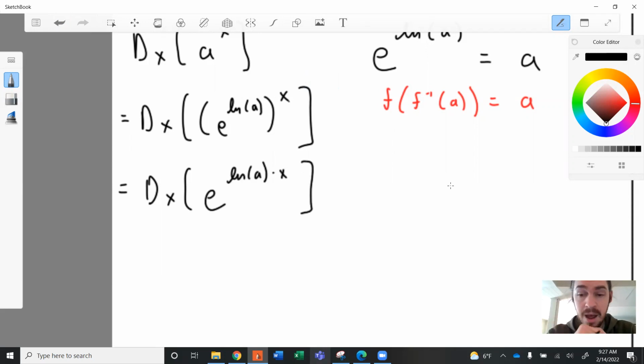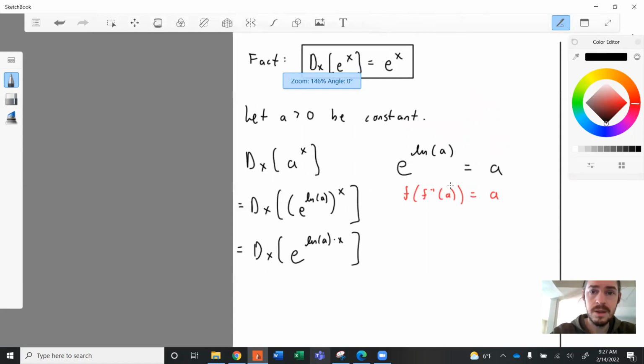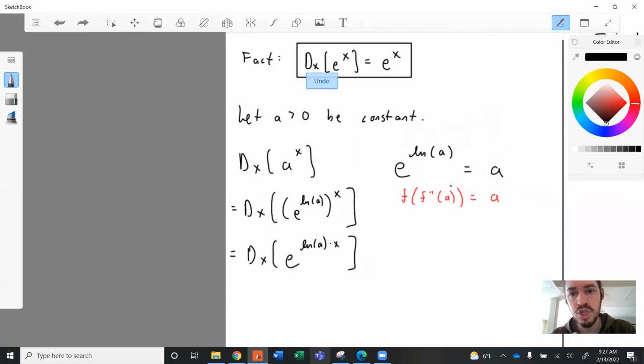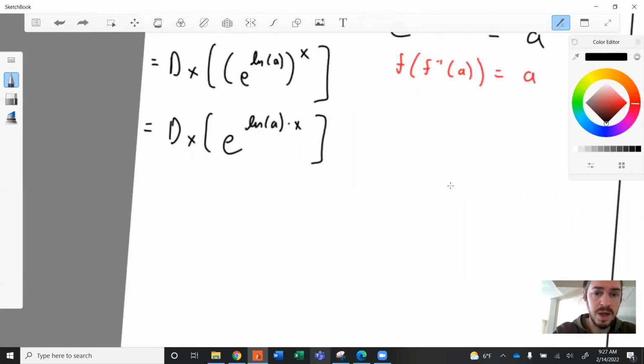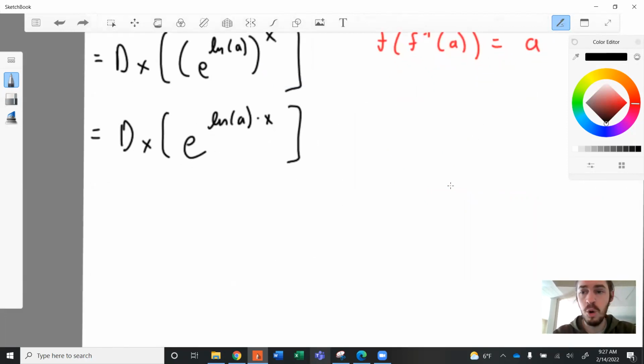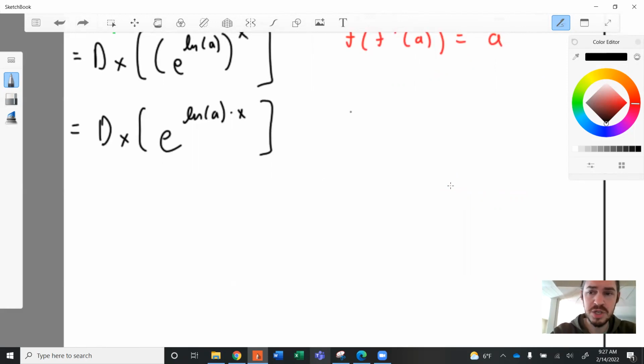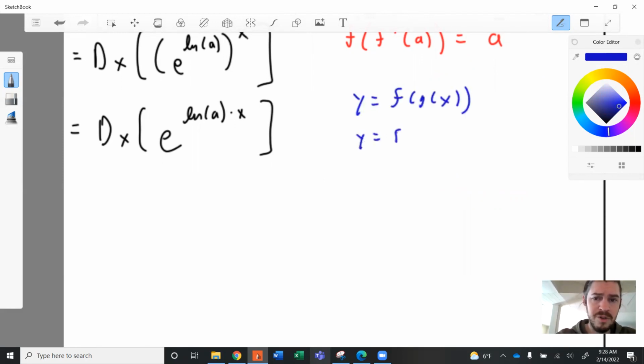All right. Now we're going to try to do the derivative of this, and we're going to use this fact here along with the chain rule in this case. So we view this overall as a composition of functions. Here we could say our outer function, this is like y equals f of g of x. So y equals f of u, and that is basically e to the power u, right? E to the power something is our overall function here. And our inner function, u equals g of x, that is going to be the natural log of a times x.